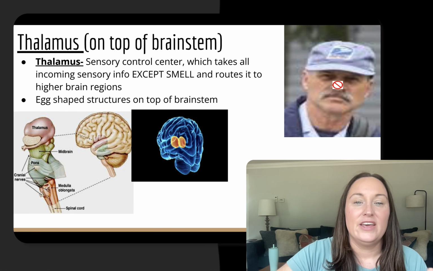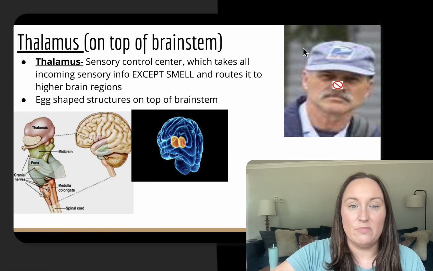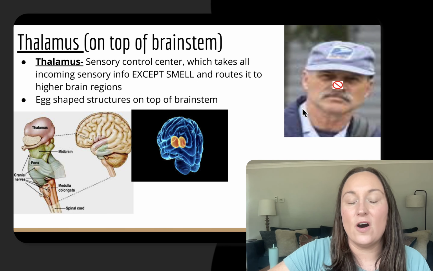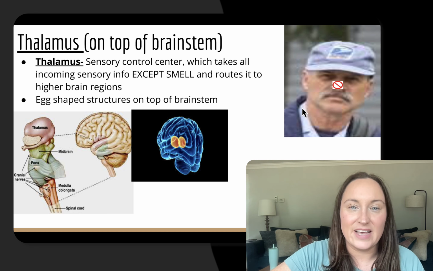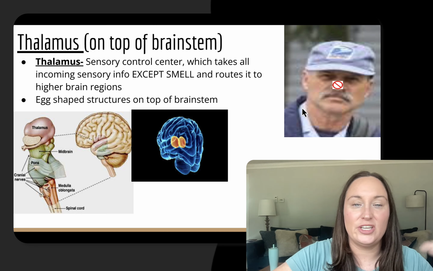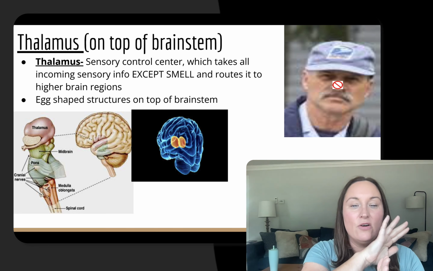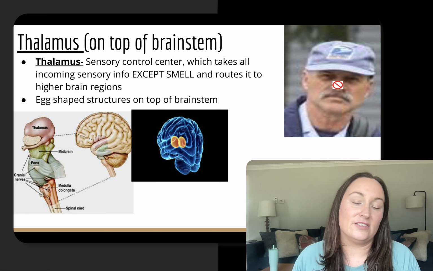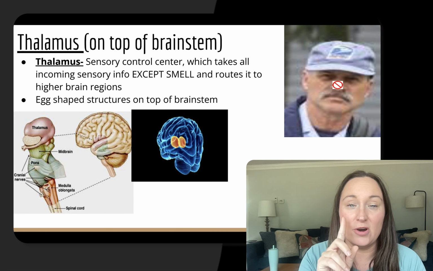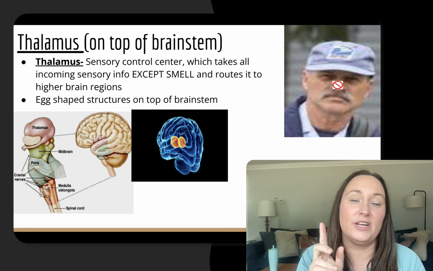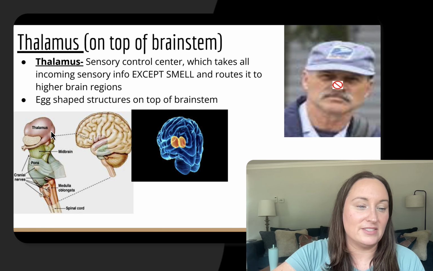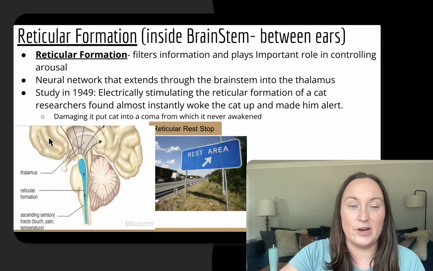Thad the mailman, the thalamus. So my little memory trick is Thad the mailman for thalamus. He is going to deliver all sensory information except for smell. It's going to take whatever it is, touch, hearing, vision, and it's going to send it out to whatever part of the brain it needs to go to. So Thad the mailman delivers all mail, but I'd like you to picture him without a nose. He just has a hollow hole here where he should have a nose because he does not deliver smells. And Thad the mailman sits on top of the brainstem. It's part of the forebrain.